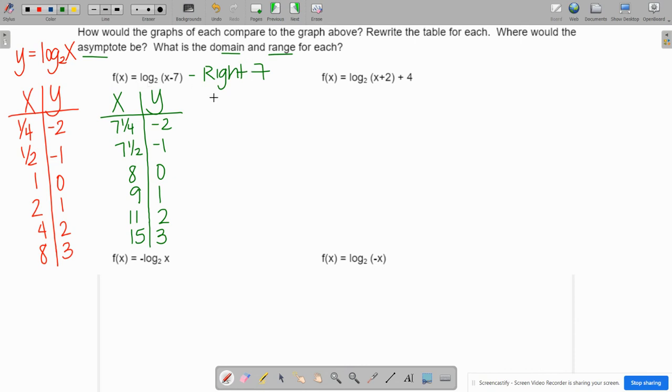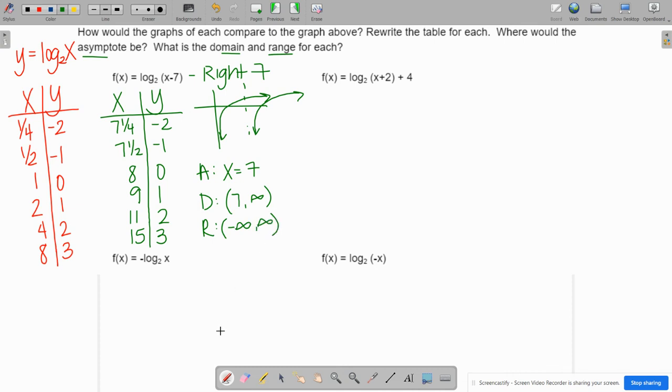So if the original graph looked like this, the original graph had an asymptote at x equals 0, right here on the y-axis. So if we were to shift it over 7, that means our new asymptote is over here at x equals 7. And that's going to impact our domain. Our domain is now going to go from 7 to infinity because it's over here. But our range is not going to be impacted. That's still going to be all real numbers.